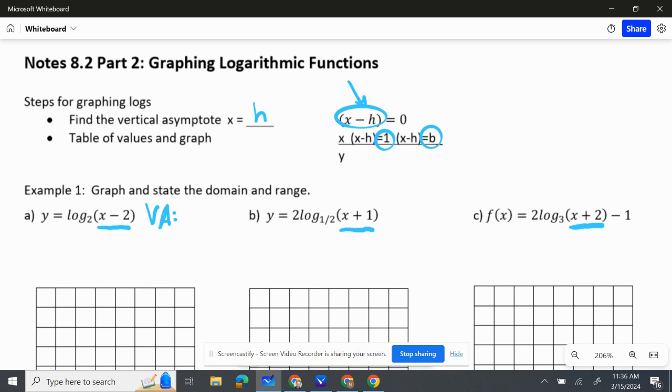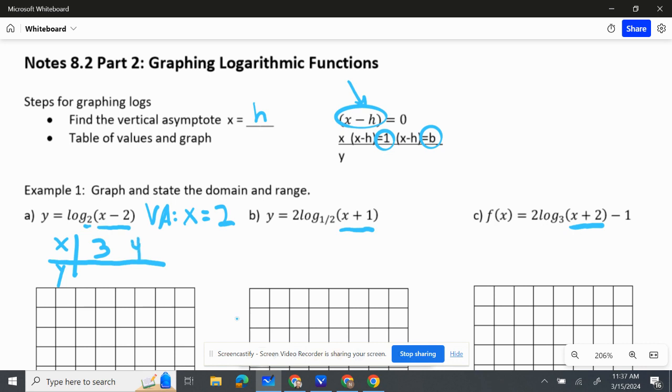So for the vertical asymptote, it's whatever gives us 0 inside. So in this case, it would be 2. Then we're going to come up with our table of values. And with the table of values, we're going to use the numbers 1 and b. So what gives us a 1 here would be a 3. And what gives us a b value, in this case it's 2, would be a 4.